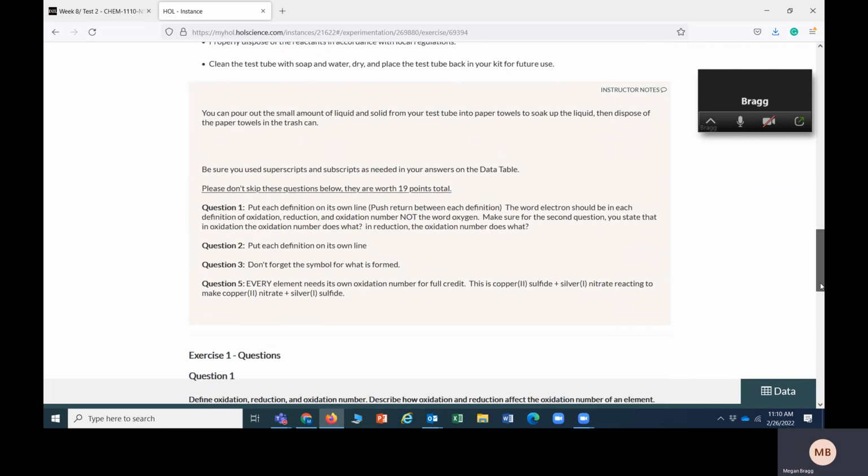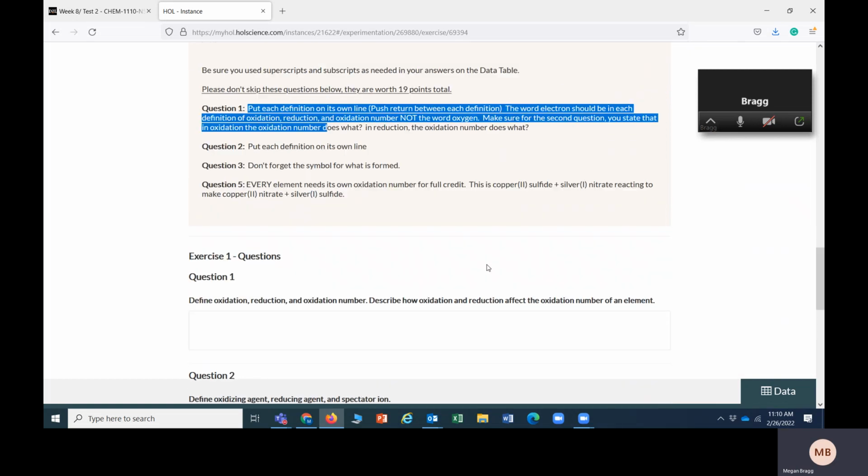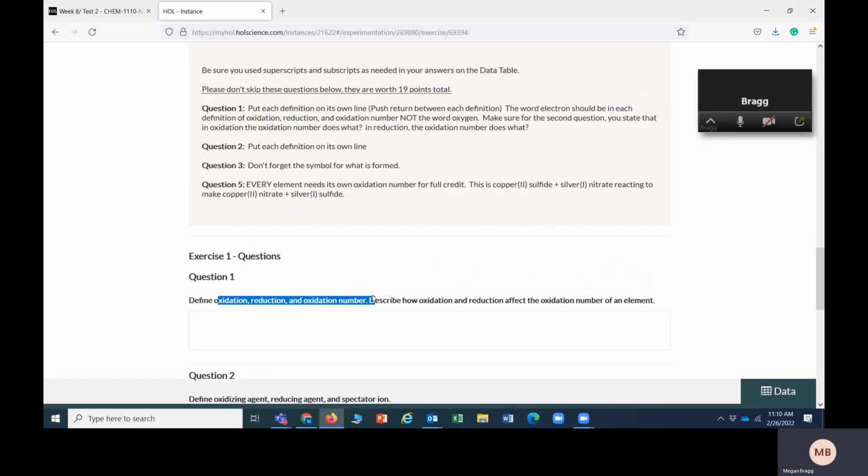Some notes about the questions. Please put the definitions. For question 1, it asks you to find these things. Please put them on separate lines. And don't forget that you should describe how this affects the oxidation number. I've said it a few times what oxidation does. The oxidation number should either increase or decrease.